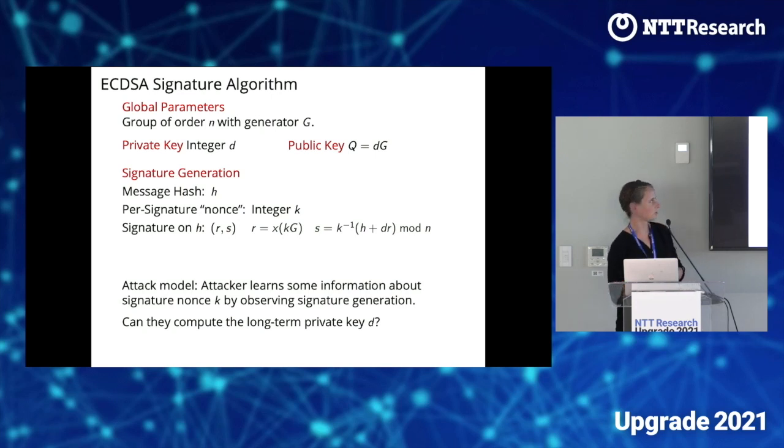And then the signature has two parts. It has the x coordinate of k times the generator, and then it has this nice linear portion which is generated from k inverse and the hash and the long-term secret key and the first part of the signature. So we've got these two pieces. And the concrete attack model to keep in your head is that the attacker learns some information about the signature nonce k by observing the signature generation process.